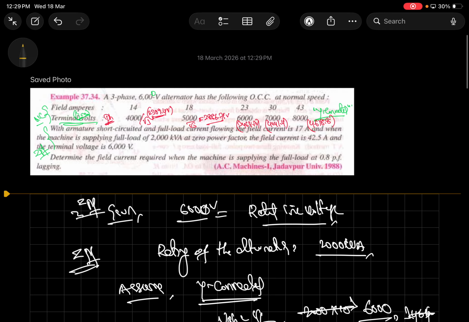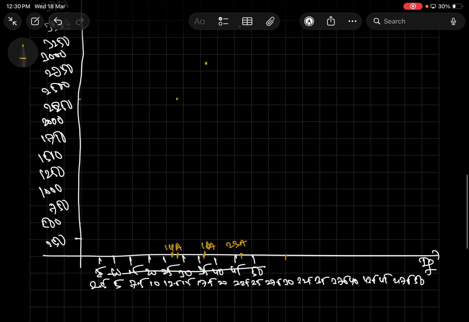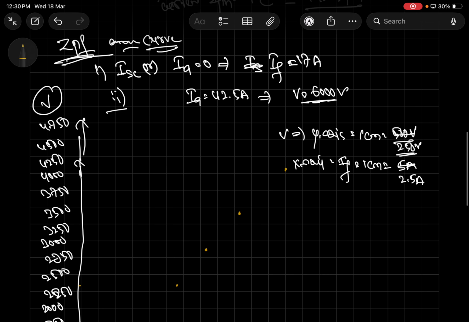Next, for 43 amps, it is 4618. For 43 amps, 4618.